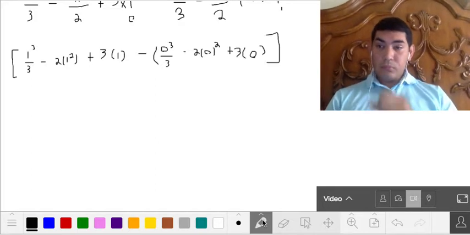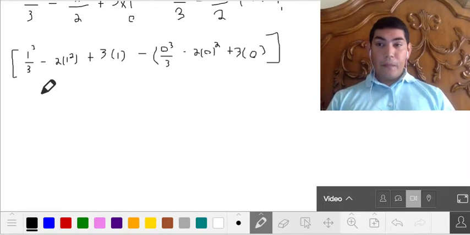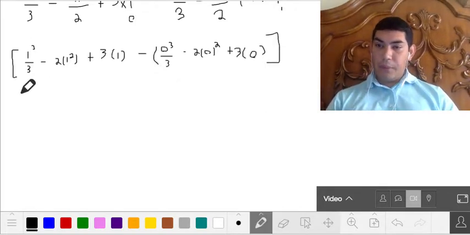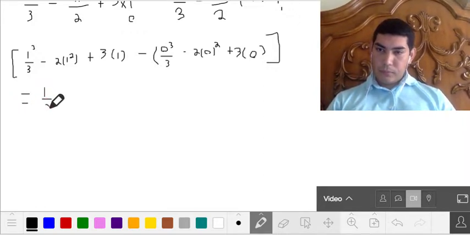So we just have to look at the first part. 1 cubed is 1, divided by 3 is 1/3. 1 squared is 1, times 2 is minus 2. And 3 times 1 is equal to 3. So let me write that down. That's going to be equal to 1/3 minus 2 plus 3.